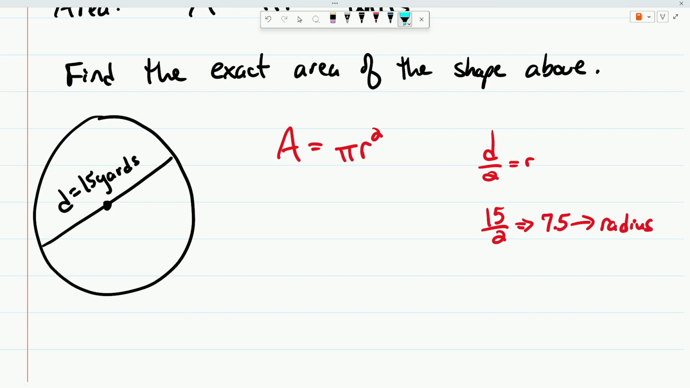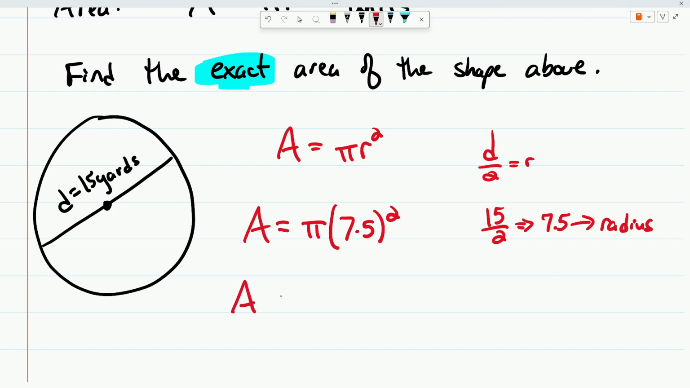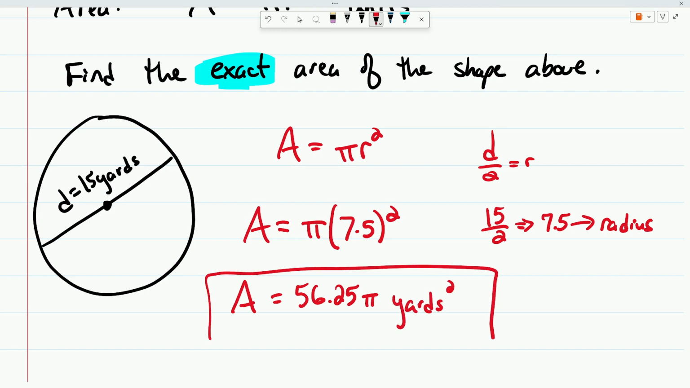And since the problem says find the exact area, all we have to do is substitute in pi times 7.5 to the second power. So we're going to figure out what 7.5 to the second power is. So 7.5 times 7.5 is going to be 56.25 pi yards squared. And that would be the exact area for a circle.